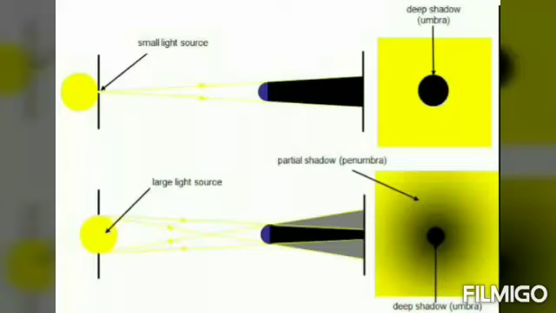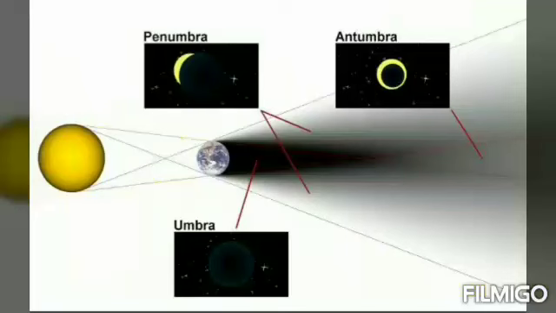Therefore, any celestial body which blocks the light of the sun will cast three different types of shadows: the umbra, penumbra, and antumbra. Look at this picture carefully. The darkest part is the umbra, derived from a Latin word meaning shadow. This is the main shadow. Any observer in this part would be totally obscured from the sun.